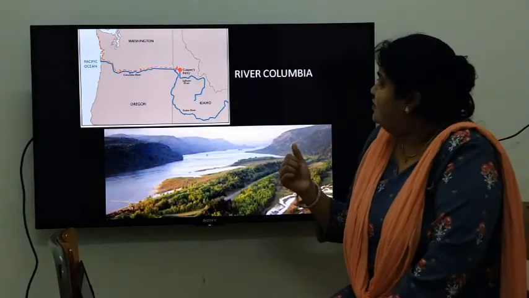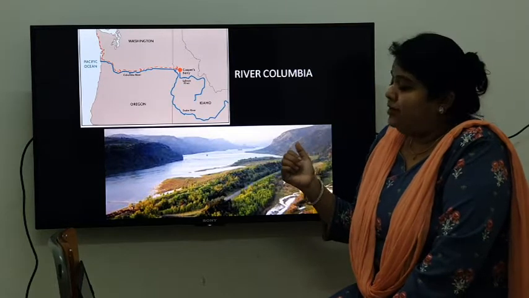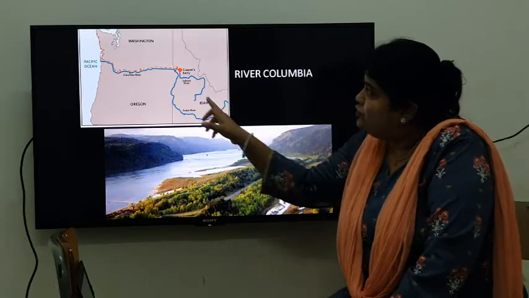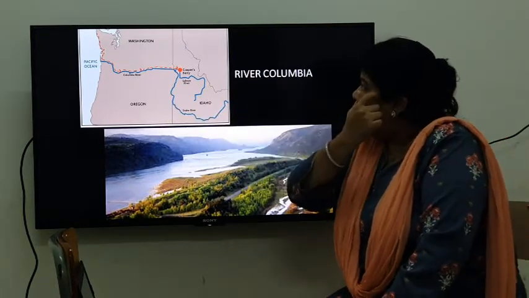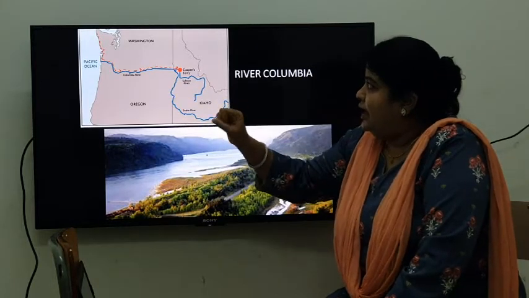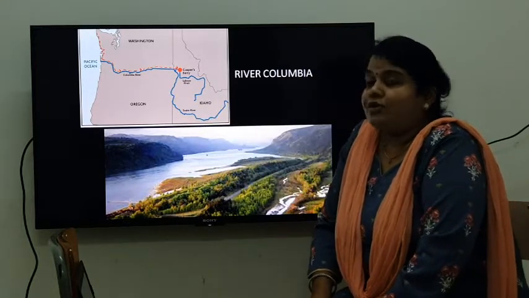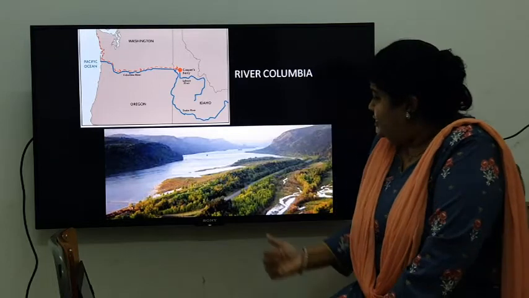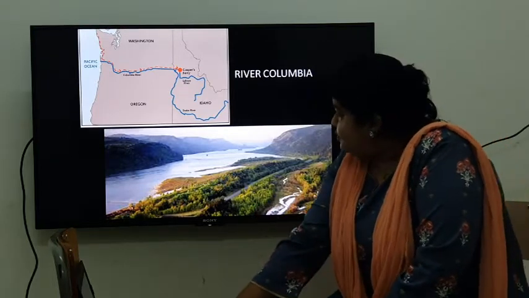Then we have River Columbia. River Columbia is having a source in Lake Columbia in the western Cordilleras. It moves towards the western direction and meets the Pacific Ocean. And this particular river is important in the fishing activity. The image of River Columbia.